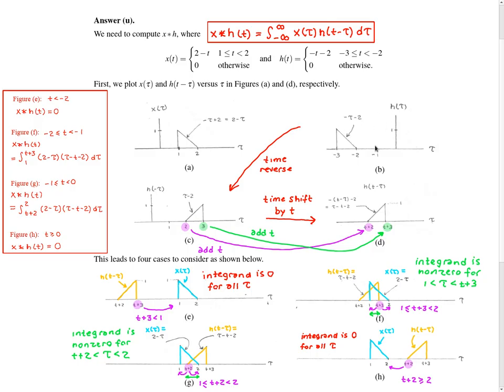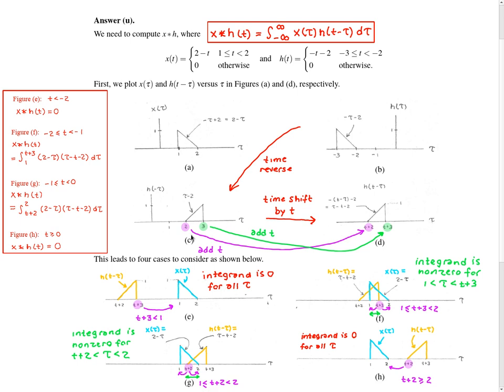So if we time reverse the function in figure B, what we'll end up with is the graph that's shown in figure C. Again, time reversal just sort of flips the graph left to right. It kind of plays the graph backwards if you want to look at it that way. So this gives us this graph here. And then what we need to do is take this intermediate step, this time reversed version of h, and then we shift it by t.